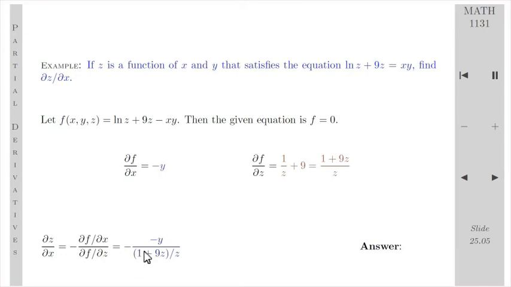Of course, I can simplify this. I can combine the two negatives. Dividing by 1 plus 9z over z is the same as multiplying by z over 1 plus 9z. So this z will end up in the numerator. So if you do all the algebra simplification, you get yz over 1 plus 9z.